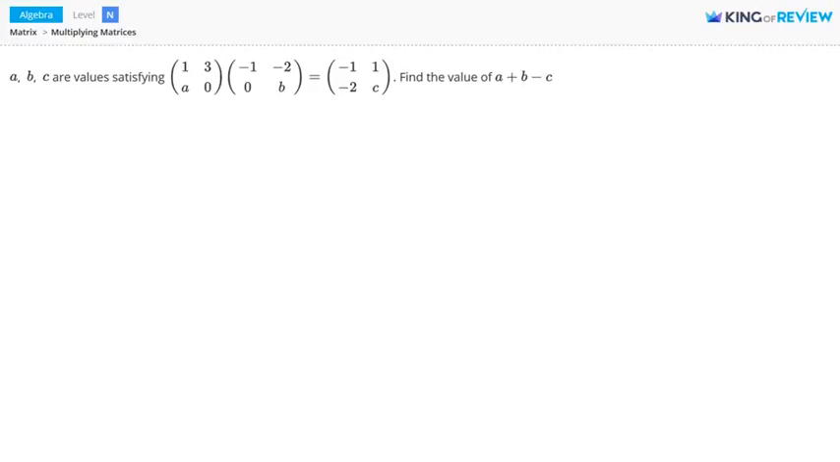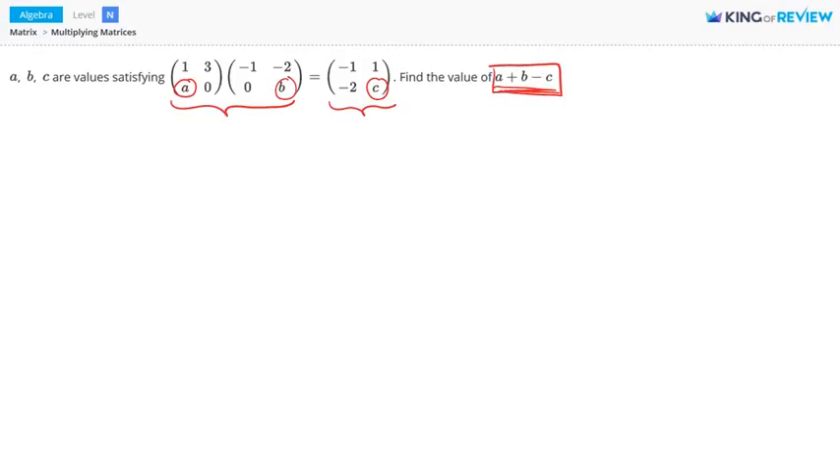In this problem, we're asked to find the value of A plus B minus C. The values for A, B, and C are tucked inside these matrices here. So what we want to do is start by multiplying these two matrices together and then compare it with this matrix to find the values for A, B, and C. And then we'll plug those values into this expression to find our answer.